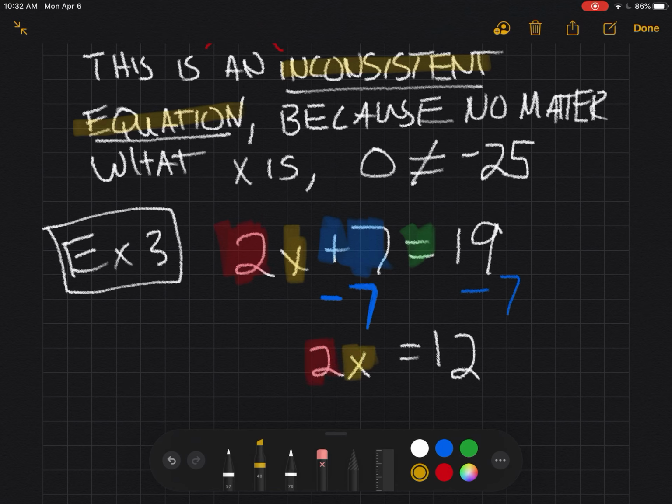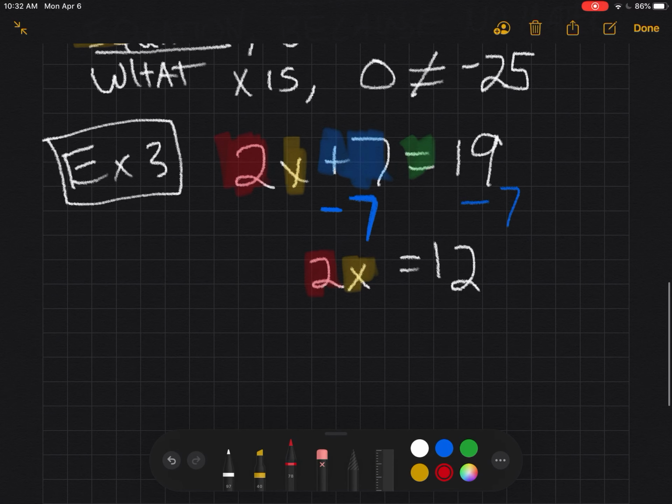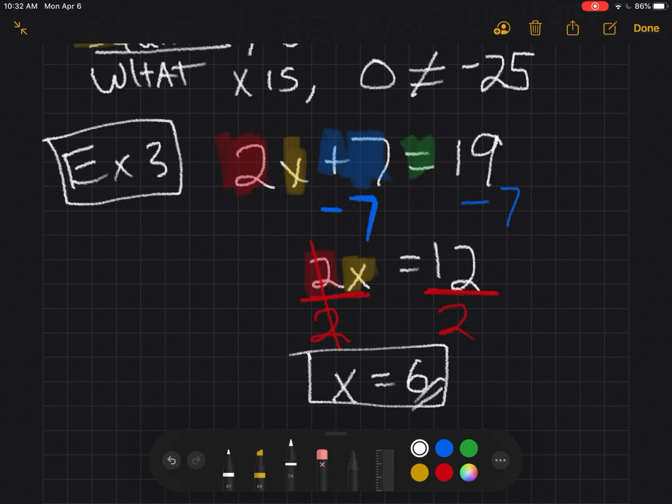Now we still have 2 multiplying our x, and we would like to get the x by itself. So the opposite of multiplication is division. So I know I'm going to divide both sides by 2 and by 2. And I know that 2 divided by 2 is equal to 1. So I'll just be left with x here. And 12 divided by 2 is equal to 6. So x is equal to 6 would be our final answer. That's one example of a linear equation.